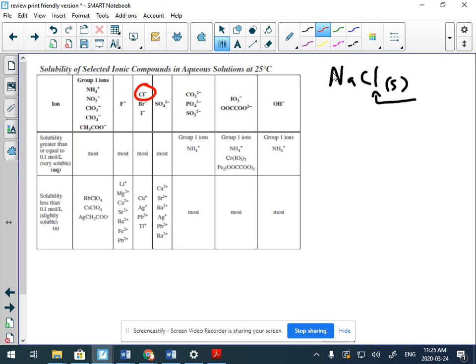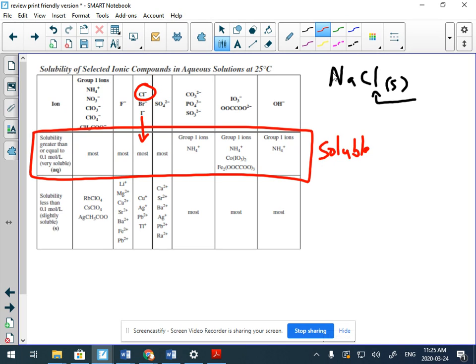As we go down the table, we get to this row. Everything in this row is soluble. That's the soluble row. So it says chloride is soluble with most. That means just about everything on Earth is soluble with chloride. If we continue down further, we get to the row which is insoluble. And copper 1, silver, lead, and thallium are not soluble with chloride.